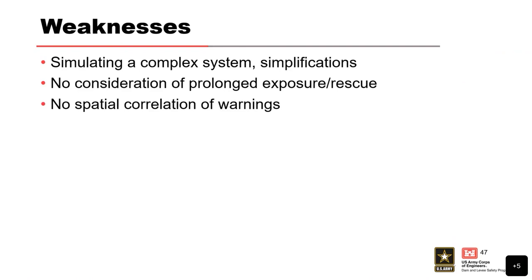We don't have any spatial correlation of warnings, which is a weakness, right? We just kind of randomly spread the warnings through a community. Rather than neighborhoods, neighbors warning neighbors, we don't have this. We don't have directly built into our life sim approach this indirect life loss. We're coming out with a separate one for that. But if you're interested, just contact me, we'll share that with you.